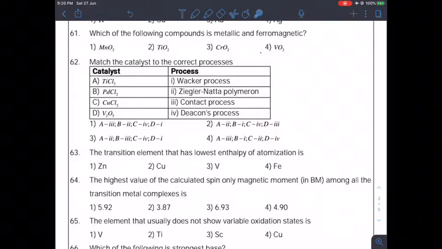As you can see, chromium is there in the chromium plus 4 state. Now let us look at its configuration. So it will be argon and 3d2.